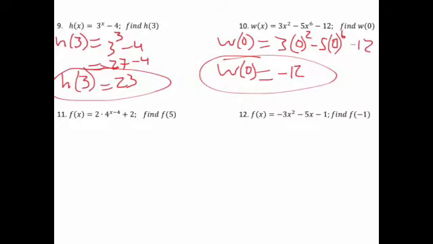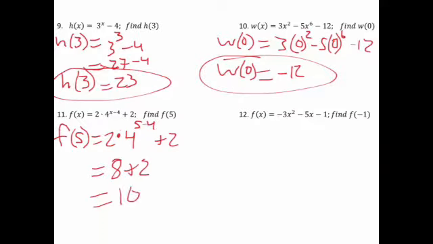Going on to 11, we got to take 5 and plug it in for our x value there. So f of 5 is going to be equal to 2 times 4 to the 5 minus 4 power plus 2. Well, 5 minus 4 is just 1. 4 to the first power is going to be 4. And you got 2 times 4, so that's going to give me 8 plus 2, which is just going to be 10. So my function, f of 5, is going to equal 10.